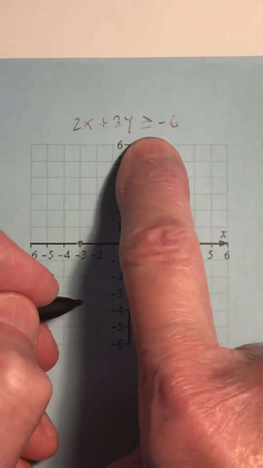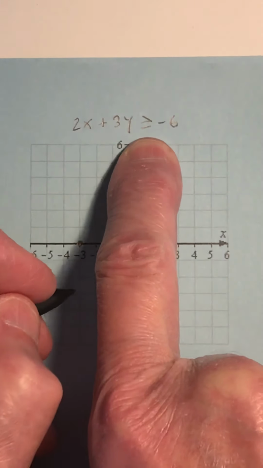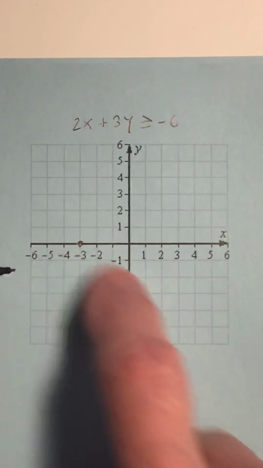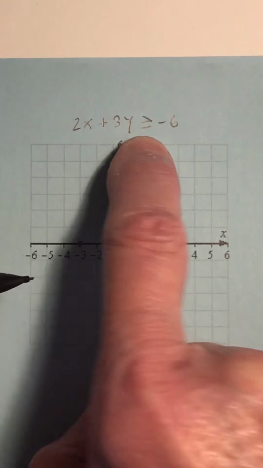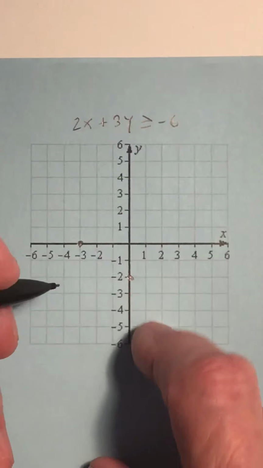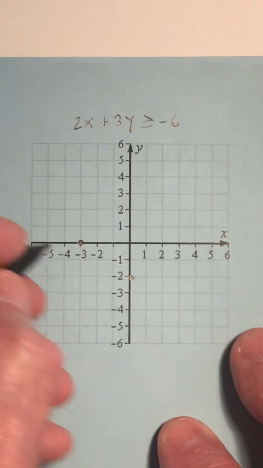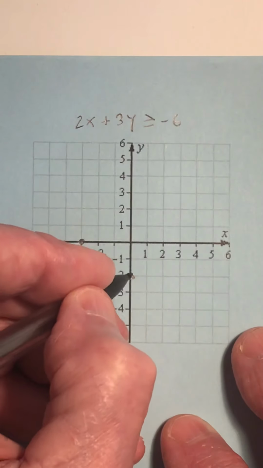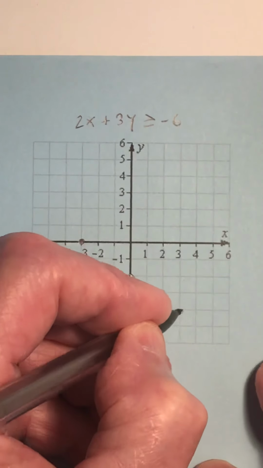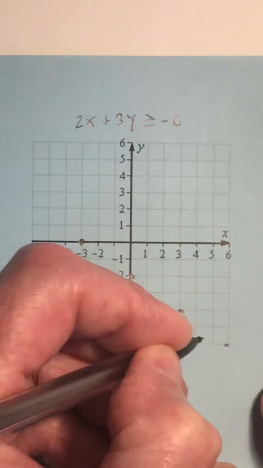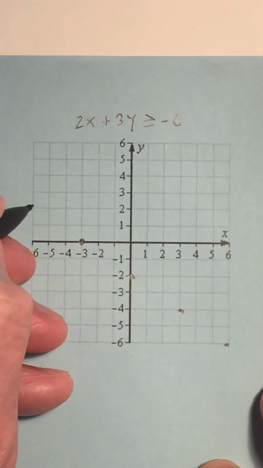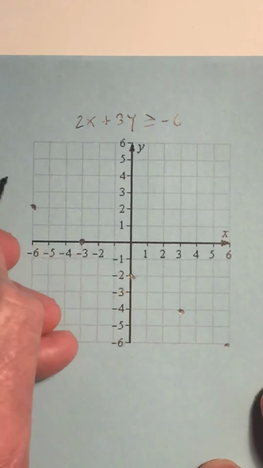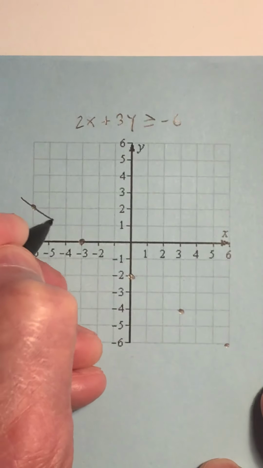Since this says could be equal to, we're going to make a solid line through the intercepts. If it was strictly greater than, we would make a dotted line or dashed line. But it says could be equal to. So we make a solid line. Oh, and by the way, notice this is over 3, down 2. I'm going to do that again a few more times so I get a more accurate placement of the line since I'm not using a ruler.